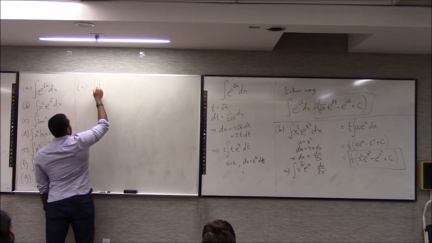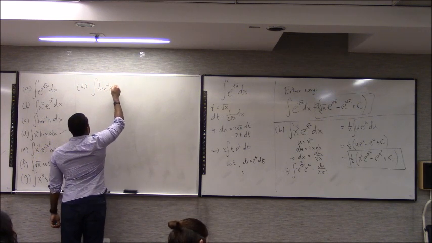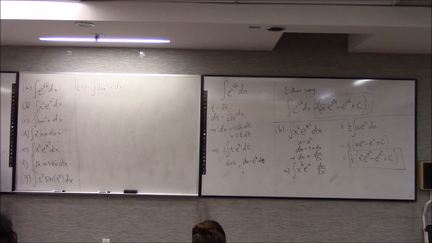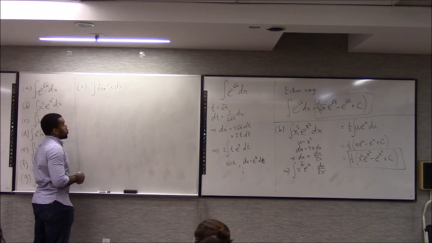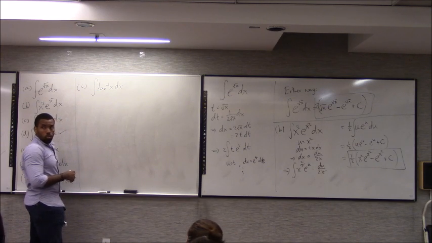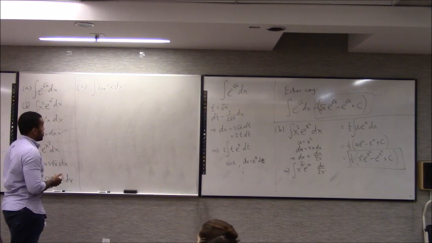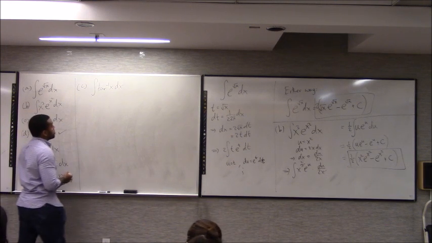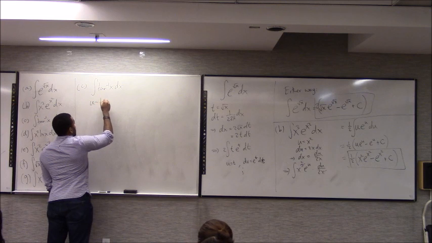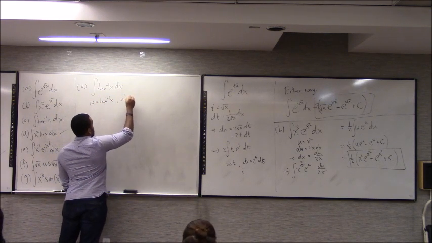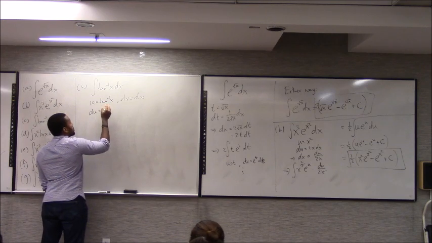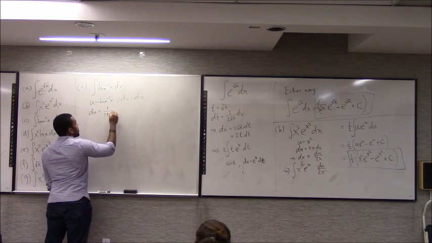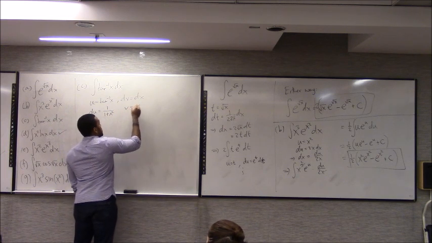C, integral of tangent inverse. Integration by parts. Okay, what are the parts? u is tan inverse and dv is dx. And 1 dx. Mm-hmm. So your du is 1 over 1 plus x squared dx, and your v is x.